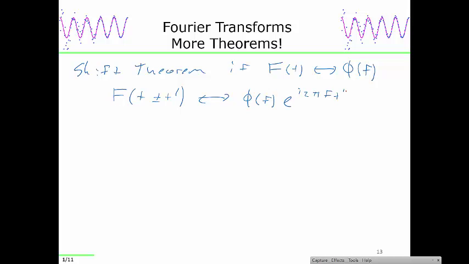So it's f of t plus or minus t prime. Fourier transforms to phi of f times e to the I 2 pi f t prime, e to the minus I 2 pi f t prime. Let's see the proof.